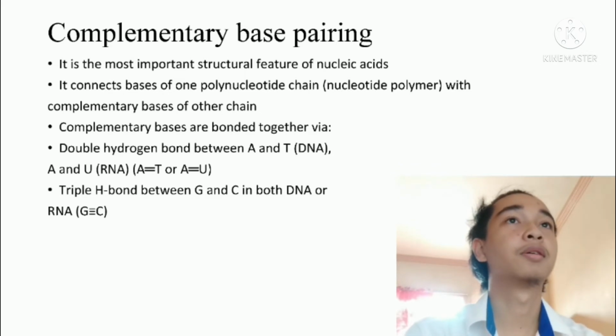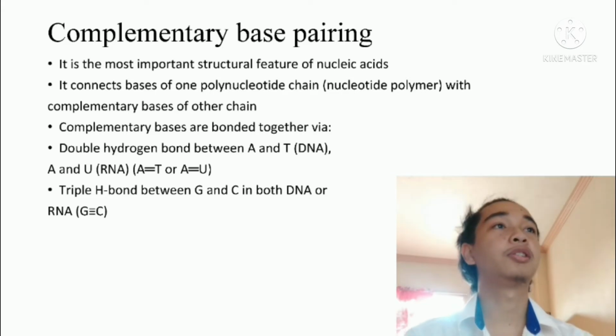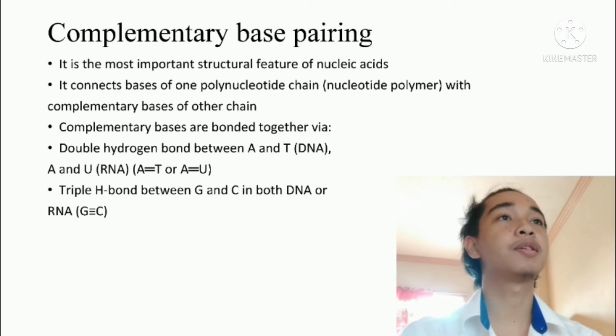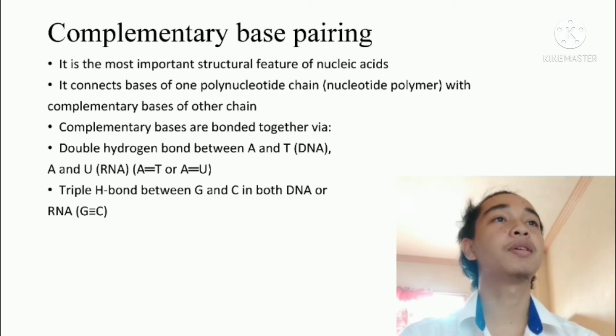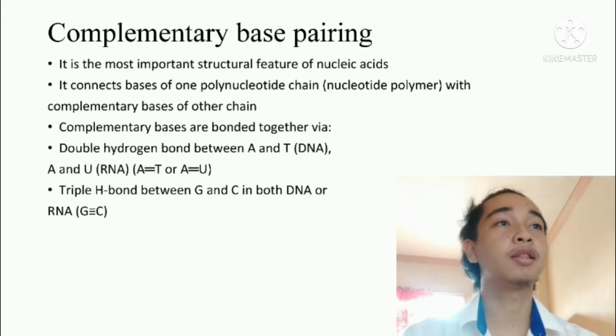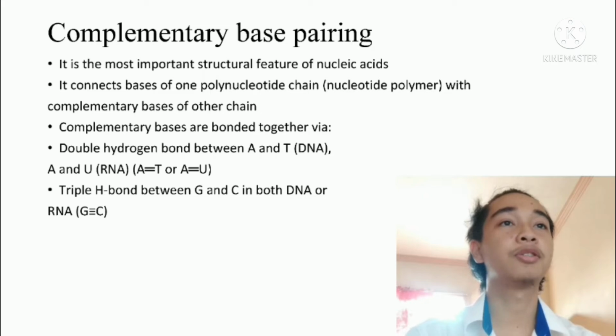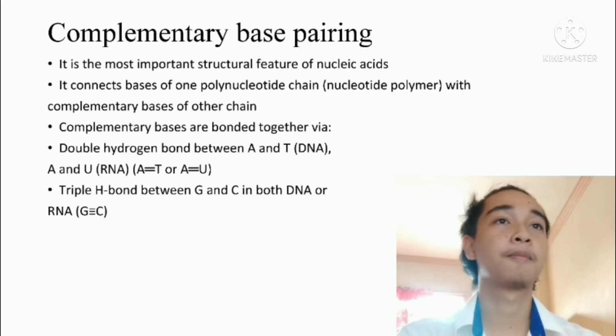Complementary base pairing is the most important structural feature of nucleic acids. It connects bases of one polynucleotide chain with complementary bases of the other chain. Complementary bases are bonded together via double hydrogen bonds between A and T in DNA, and A and U in RNA, and triple hydrogen bonds between G and C in both DNA and RNA.